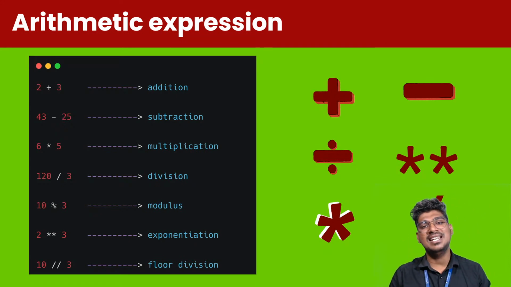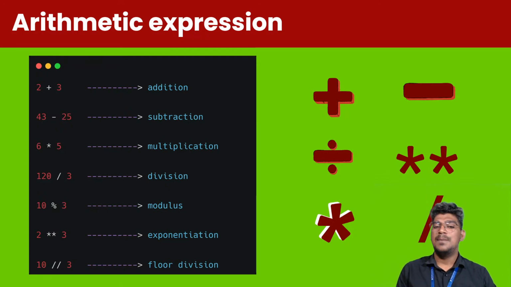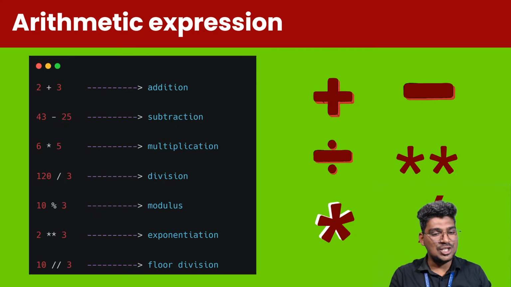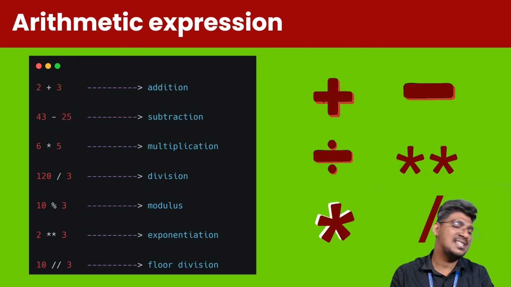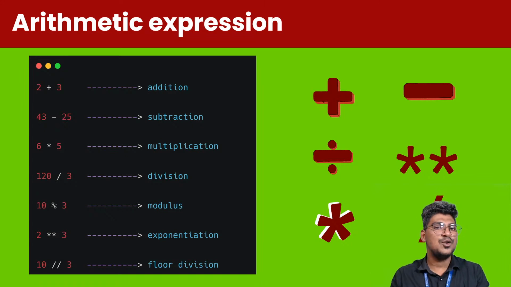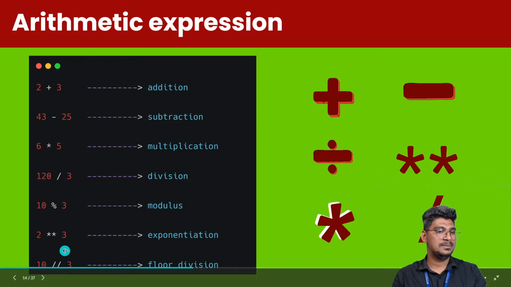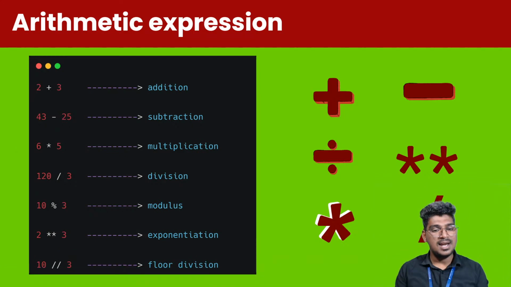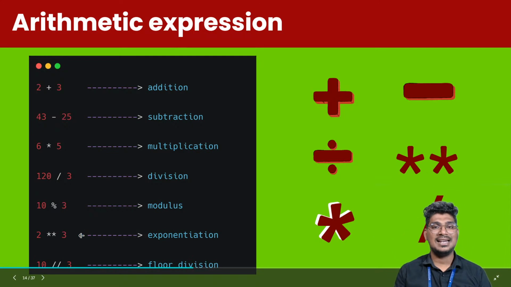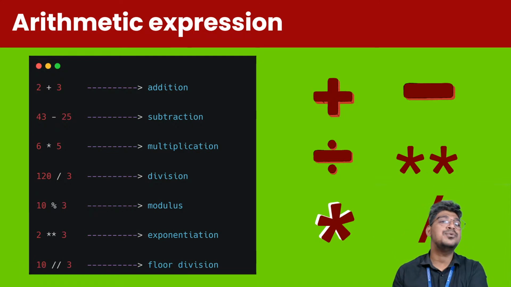For example, in school days we learned addition, subtraction, multiplication, division, modulus, exponentiation, and floor division. So 2 plus 3 is 5, that is addition. 43 minus 25 is subtraction, 6 into 5 is multiplication, and there are also division and modulus. These are simple operations we use in programming for expressions. Exponentiation, for example 2 to the power 2, is 4, and 3 to the power 3 is 27. This is the basic operation.